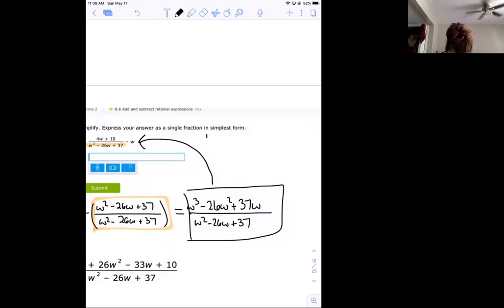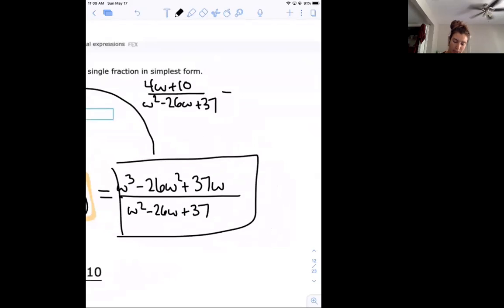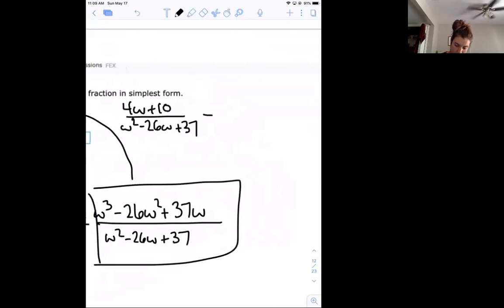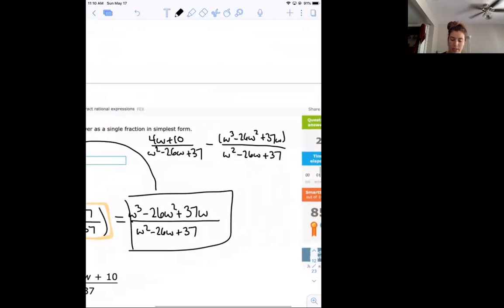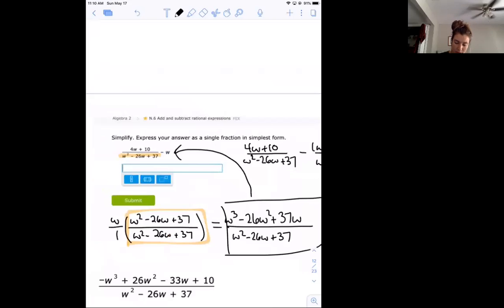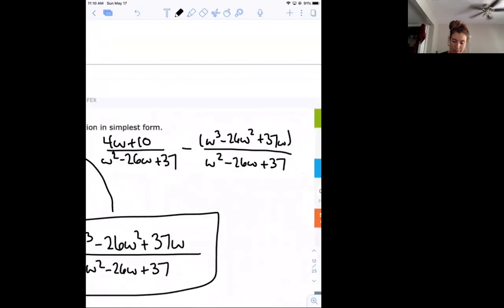So I'm going to go ahead and write it over here. Now I have 4W plus 10 over W squared minus 26W plus 37. And now I'm subtracting this whole thing I just wrote. So on the top, W cubed minus 26W squared. Okay, and then on the bottom we had the same denominator. So now this problem turned into this problem.